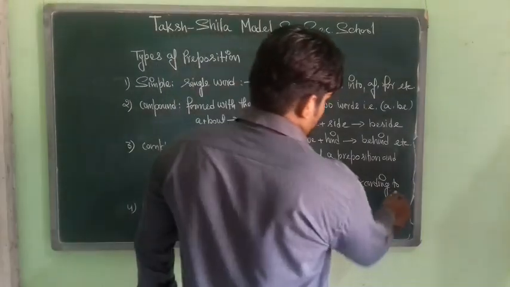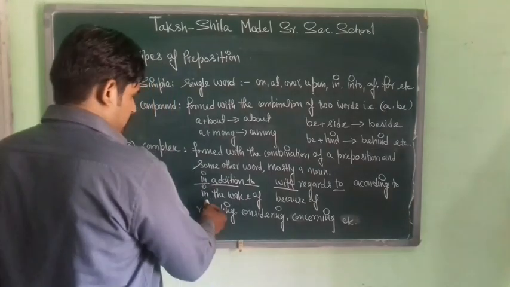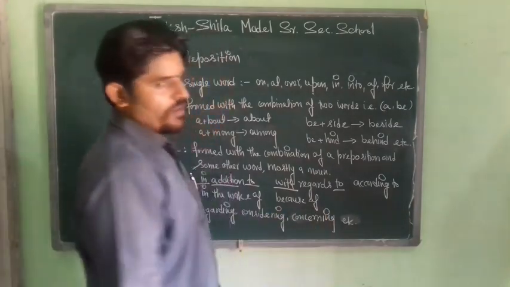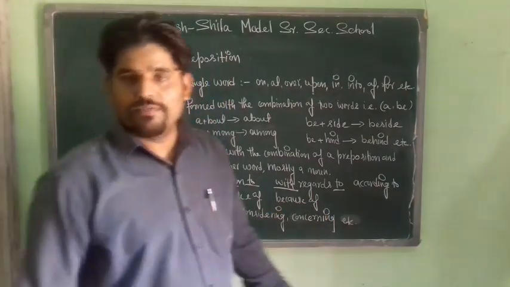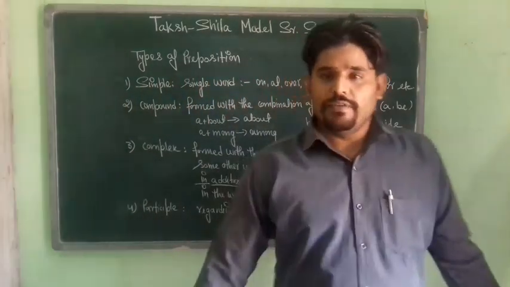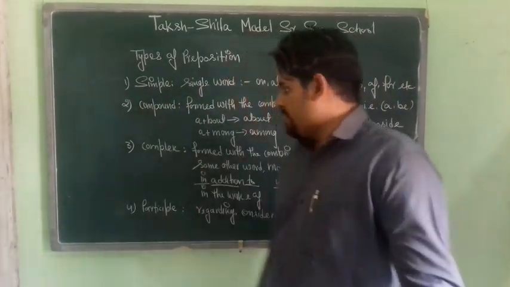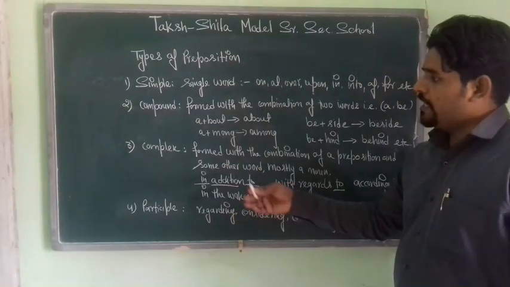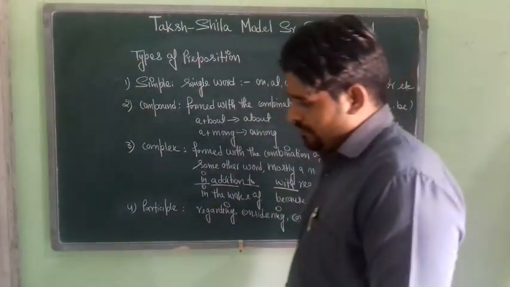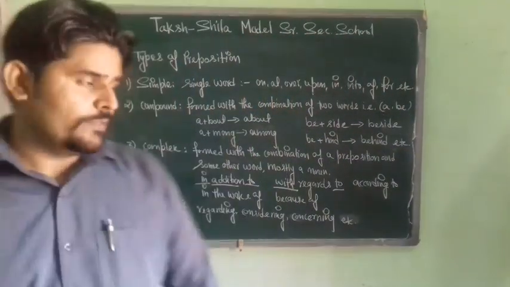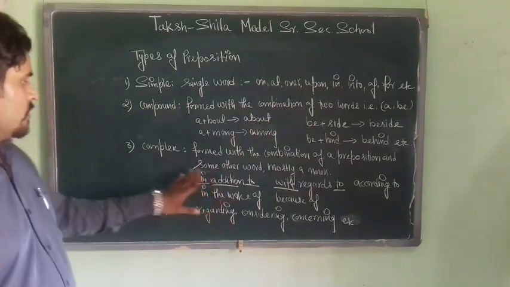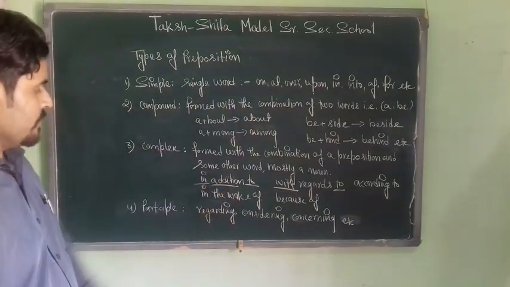Similarly, according to, right, then there is in the wake of, because of, lack of, instead of, right, and with reference to, right, in accordance with. So all these kinds of complex words are called what? These kinds of complex words are called complex prepositions.